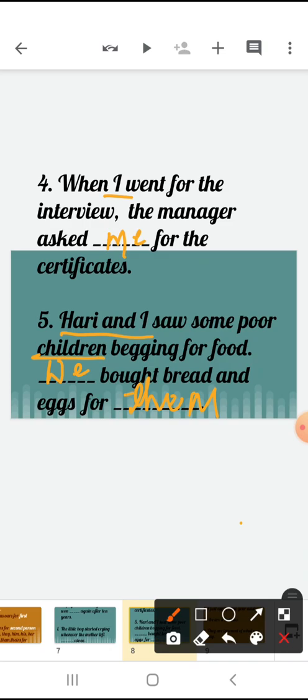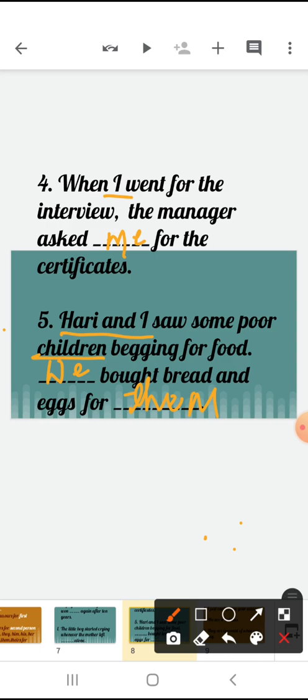them. Okay. In the fourth sentence, for "I" we have replaced it with "me". Hari and I is replaced with "we". Children is replaced with "them". So these are personal pronouns. The captain and the team members posed with the trophy. They had won it again after 10 years. Next, the little boy started crying whenever the mother left him alone. Third, the teacher asked Saroj, can you get me a glass of water? Fourth, when I went for the interview, the manager asked me for the certificates.